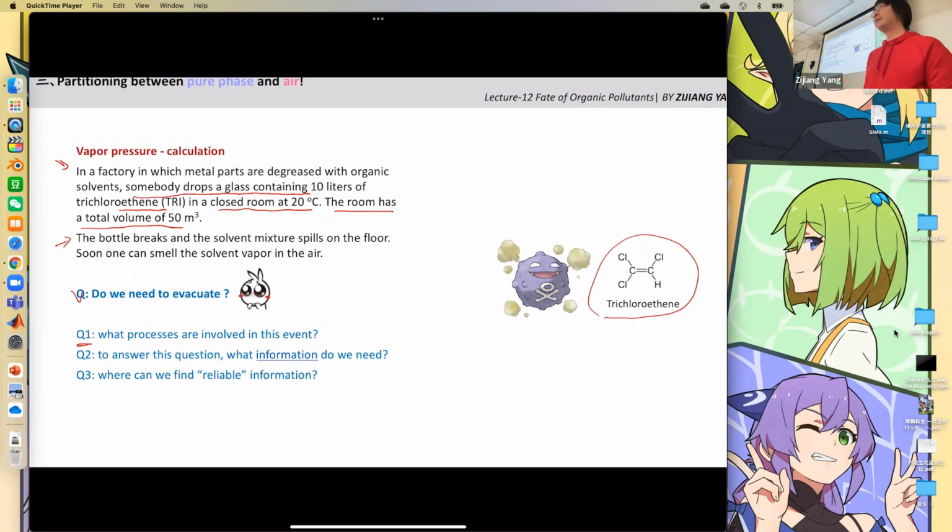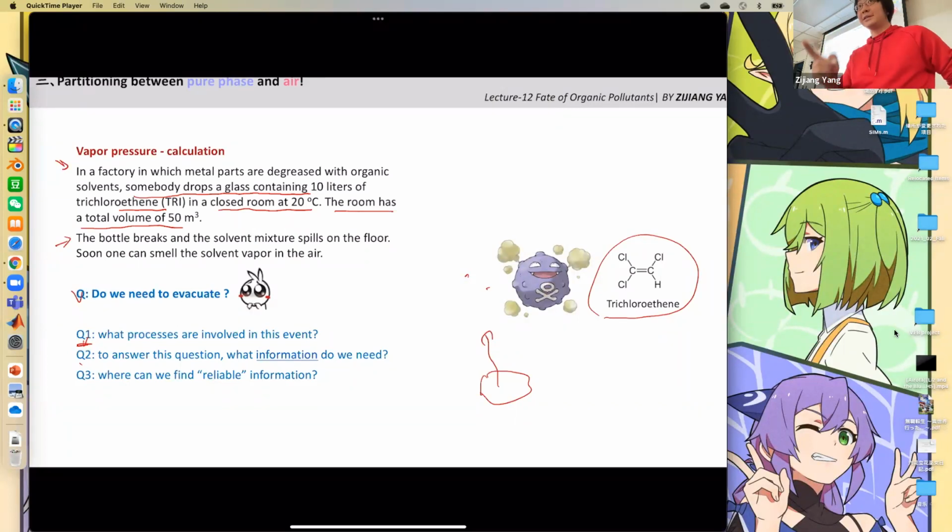Some of the liquid chemical is... Yeah, but intuitively it's correct. So yes, we have some chemicals spilled in the room and then it will evaporate in the air. Then, to answer this question, what information do we need?